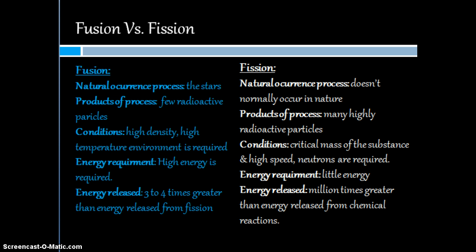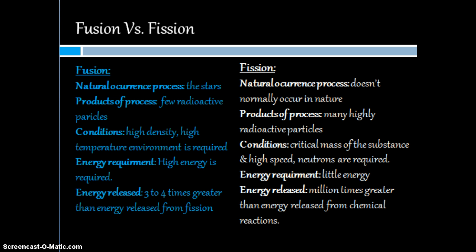So fusion versus fission. For the natural occurrence of the process, fusion occurs in the stars. The most important one would be the sun. Fission doesn't normally occur in nature. For products of the process, fusion has few radioactive particles and fission has many highly radioactive particles. For conditions, when looking at fusion, high density and a high temperature environment is required.